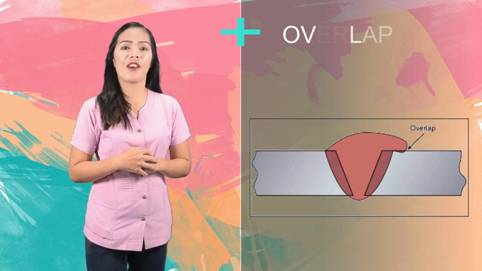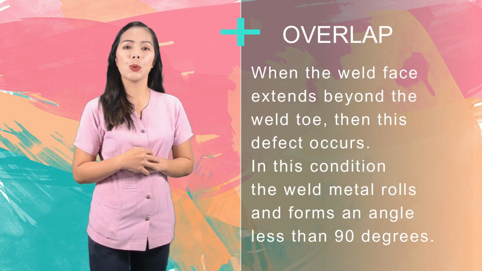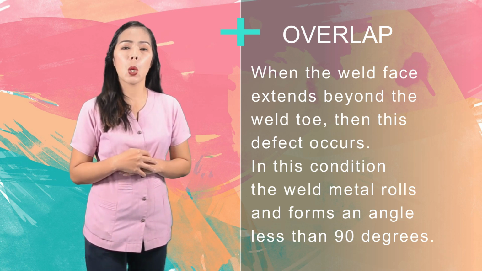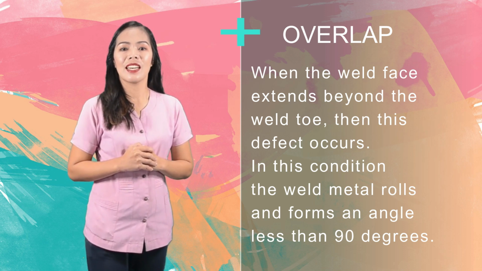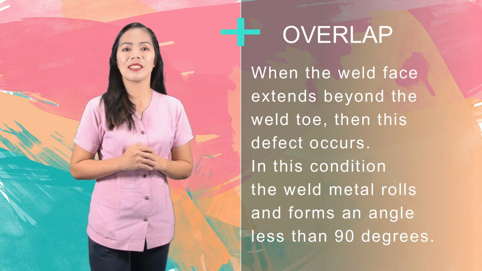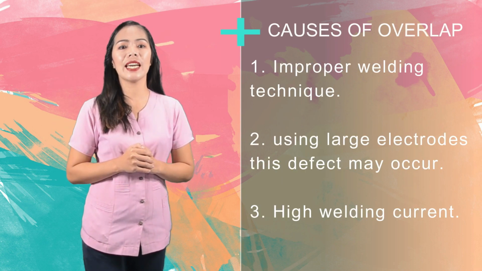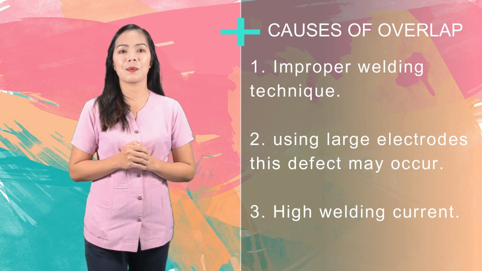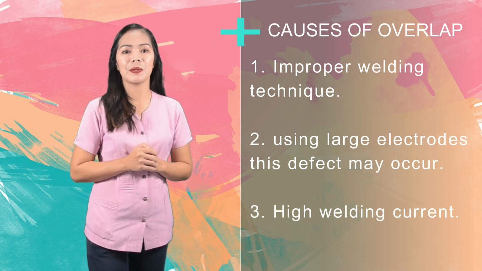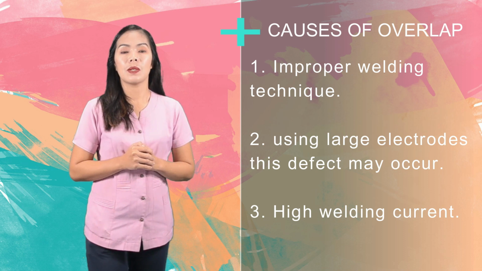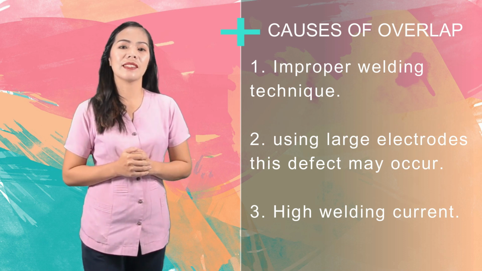5th defect. Overlap. When the weld face extends beyond the weld toe, then this defect occurs. In this condition, the weld metal rolls and forms an angle less than 90 degrees. Causes of overlap. Number 1. Improper welding technique. Number 2. Using a large electrode, this defect may occur. Number 3. High welding current.